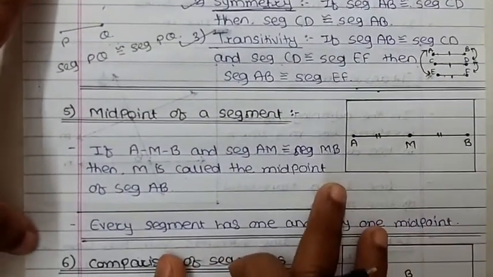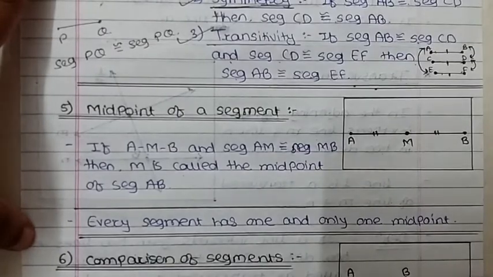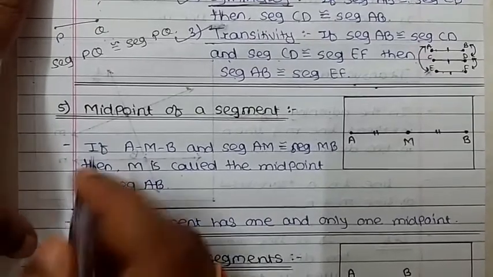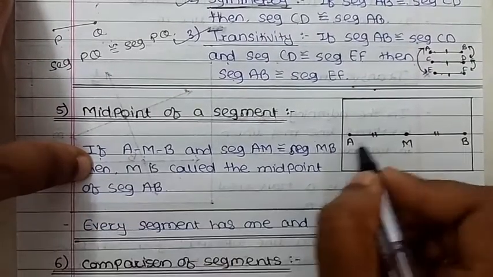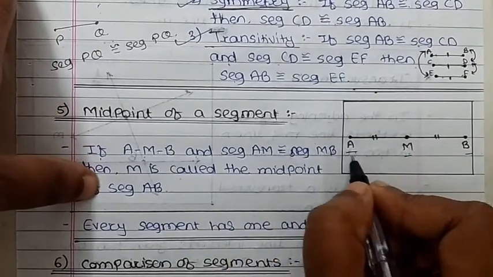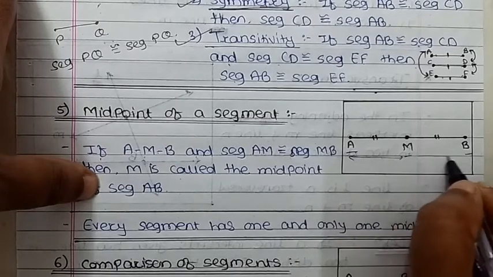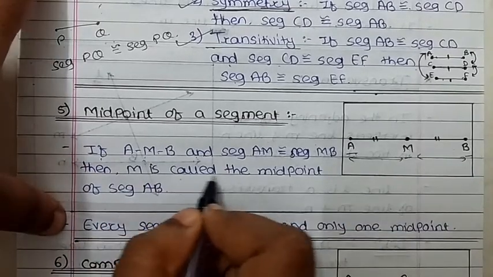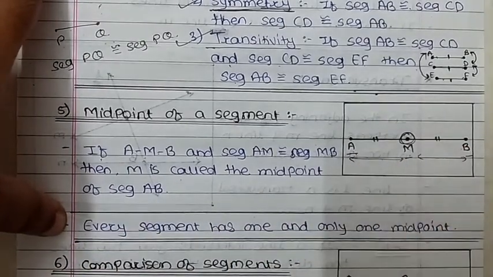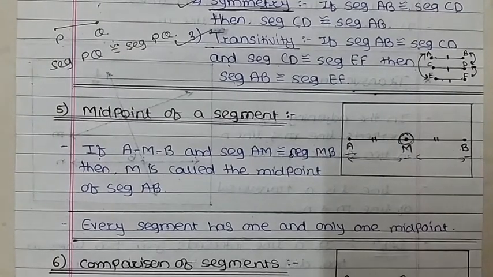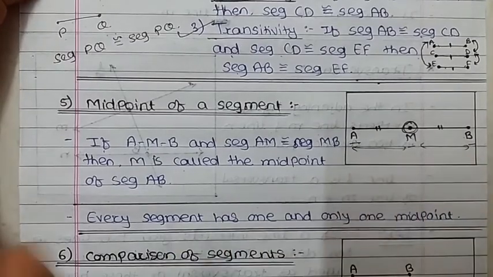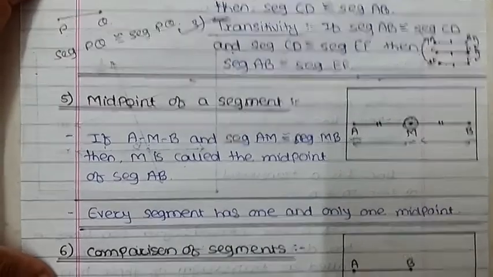The next property is the midpoint of a segment. Okay. If A, M, B are points, and segment AM is equal to segment MB, then M is the midpoint of segment AB. Then we can say that M is the midpoint of segment A and B. Clear? So every segment has one and only one midpoint. Every line segment has only one midpoint. Okay? Clear? Next.